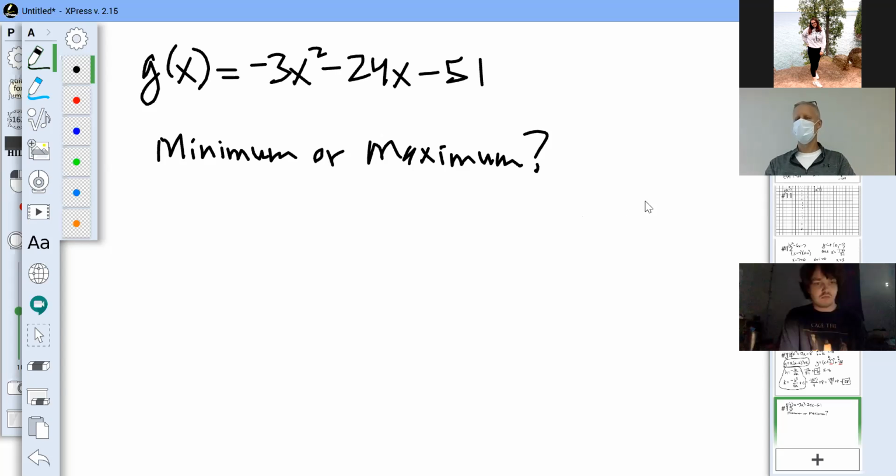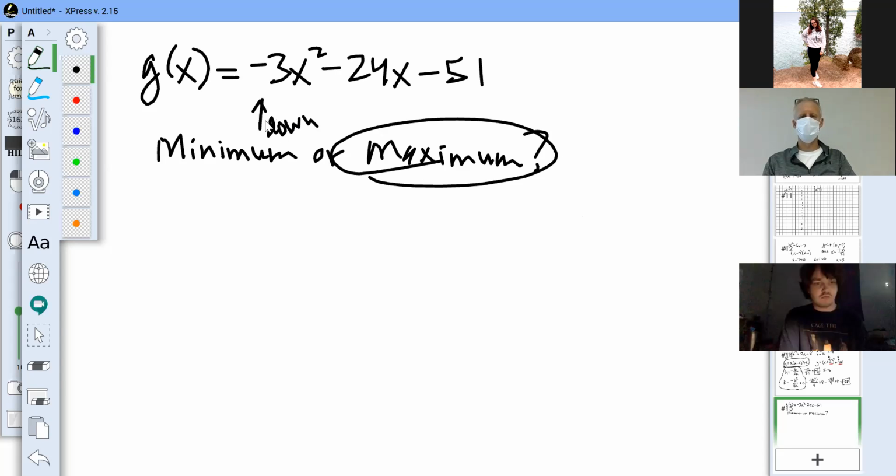Okay, so what do we say about that? Let's answer this question. Does the graph open up or down? It opens down. When it opens down, the top of the parabola, the vertex, is the maximum possible value. It has a maximum because it opens down. So the -3, it's going to open down, and the vertex is a maximum value.